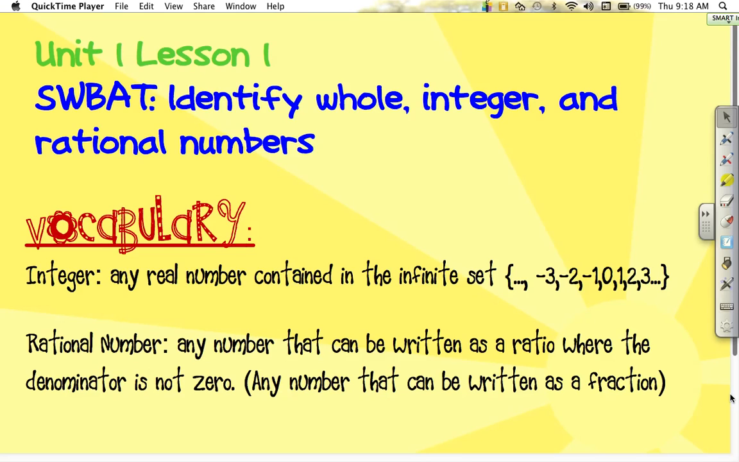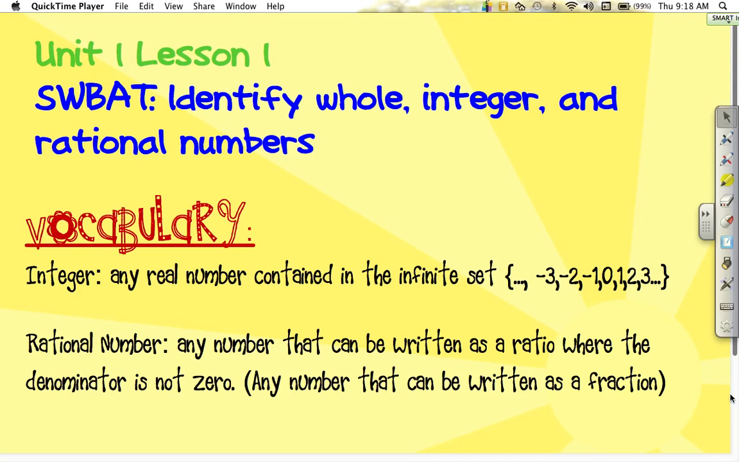I've got two vocabulary words for you, and don't forget, on your vocabulary, you need to put those in your flashcard app on your iPad. First vocabulary word, an integer. That's any real number that's contained in an infinite, meaning goes on forever, set of numbers such as -3, -2, -1, 0, 1, 2, or 3.